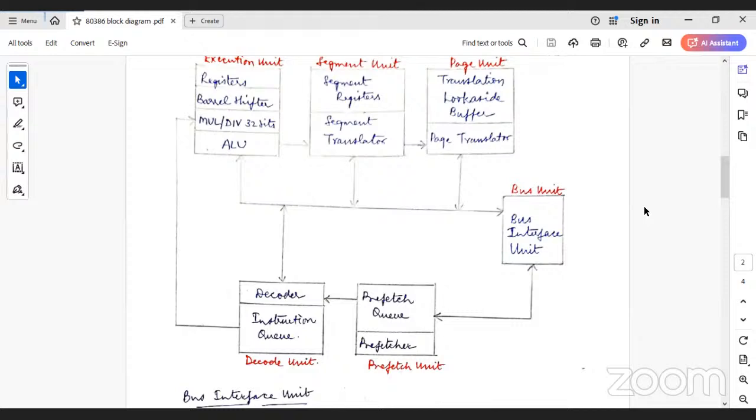Ma'am, address bus is unidirectional and data bus is bidirectional. Super. Is it Geeta? No, ma'am, Chanchal. Okay, Chanchal. Good.